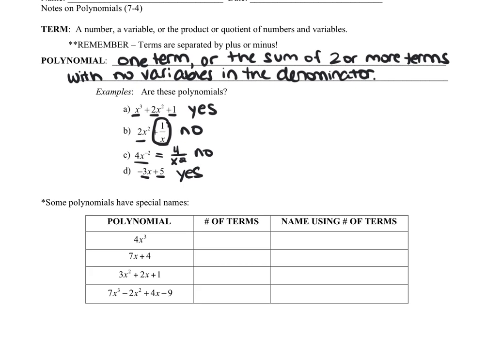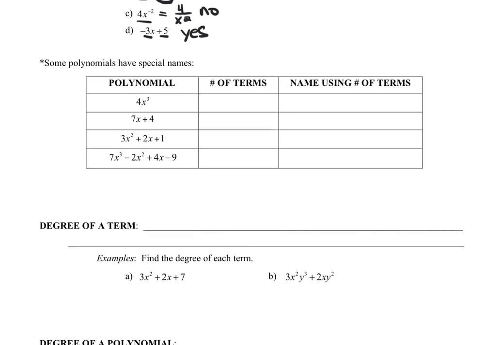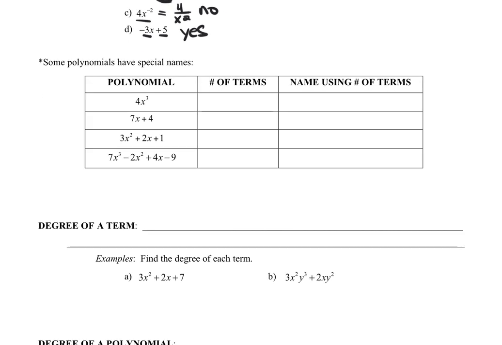We are going to spend some time naming polynomials, both by the number of terms they have, as well as the degree. For this chart here, we're going to talk about number of terms. Again, remember, terms are separated by pluses and minuses. So notice the first one has only one term. I don't see any pluses or minuses. When there's only one term, that is called a monomial.